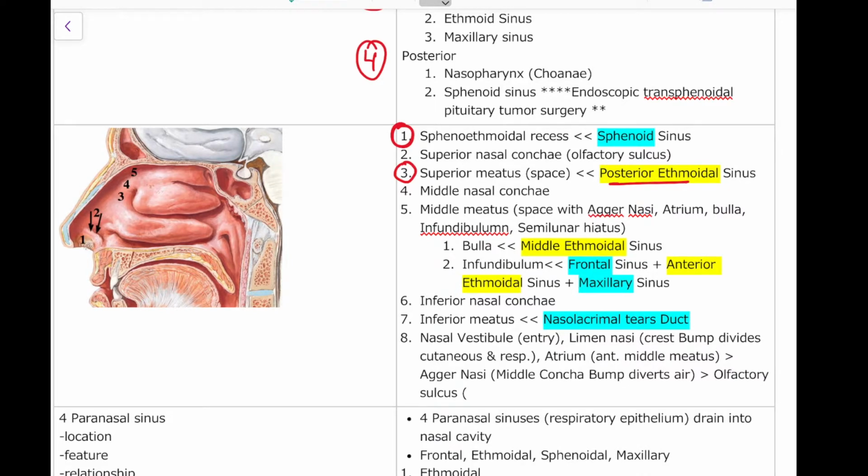Then we get into the atrium itself. So this is the atrium in front of the middle meatus, and above that we have a bump. The bump we call the agger nasi. Here it was limen nasi, where the hairline is, and here we have agger nasi. And then after that, you just go into the olfactory sulcus.